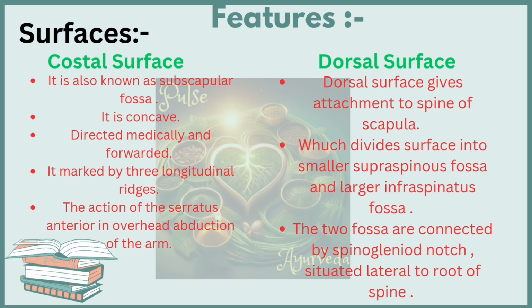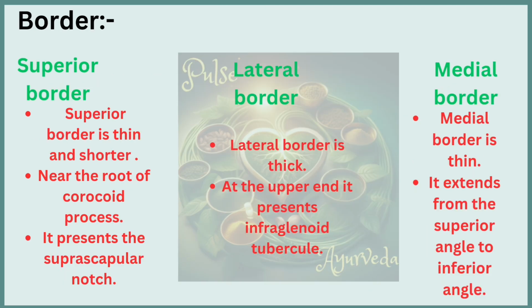Then we could see borders: superior, lateral, medial. The superior border is thin and shorter. It is present near the root of the coracoid process. It presents the suprascapular notch. Lateral border is thick at the upper end and has the infraglenoid tubercle. Medial border is thin and it extends from the superior angle to the inferior angle of the scapula.